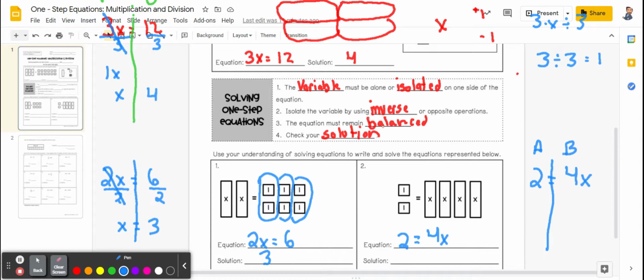All right, our first step, we have to get our variable isolated or by itself. So we need to take this 4. How are we going to do that? Well, we have multiplication, so division is the inverse operation. So we're going to divide by 4 and divide by 4. 4 divided by 4 is 1, so that just leaves us with x, 1x, right?